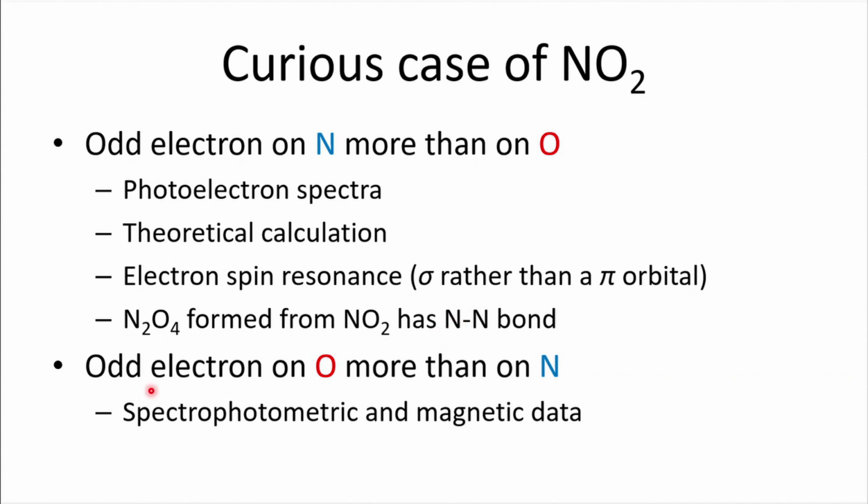But there is other evidence. For example, spectrophotometric and magnetic data show that the odd electron is actually present more on oxygen and not on nitrogen. So it is quite confusing to find out whether the odd electron is present on nitrogen or on oxygen.